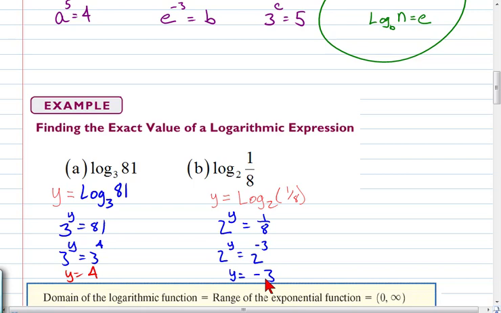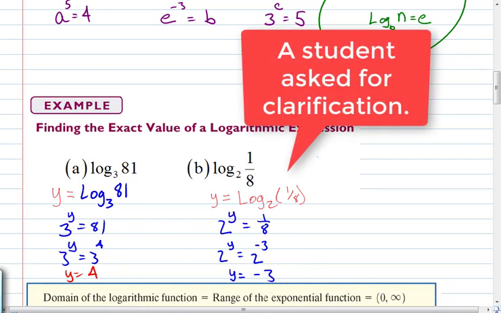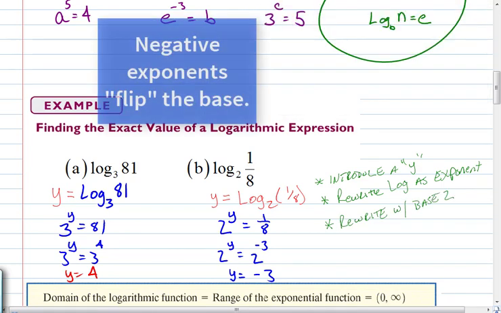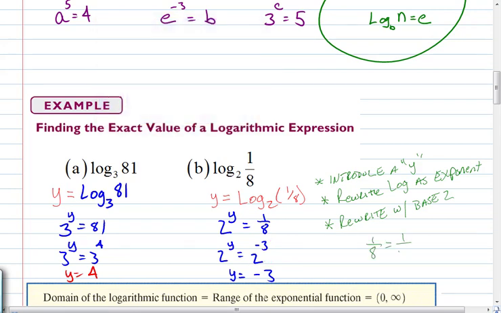We're just manipulating symbols. We're just pushing them around, is all we're doing. The first thing I did was I introduced a y, and that gave me an equation. Then I rewrote the log as an exponent. And then I rewrote the exponent with a base of 2. Because it's a fraction, I knew I could use a negative exponent, and 2 to the third is 8. So that's why that was 2 to the -3. 1 over 8 is the same thing as 1 over 2 cubed. But I didn't want the 1 over. I wanted my base to be 2, which means I had to make the exponent negative by moving it.